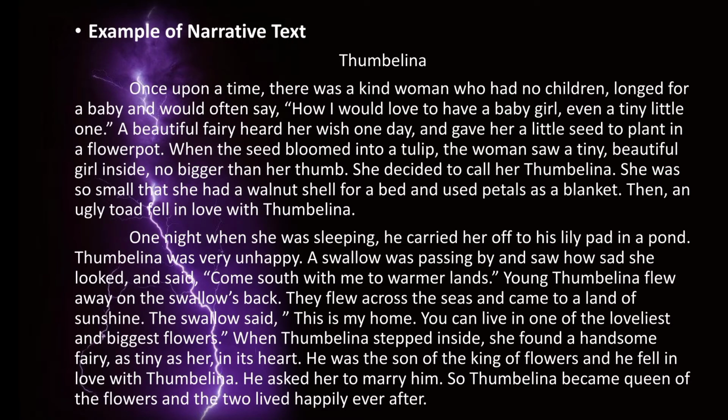Example of narrative text. Thumbelina. Once upon a time, there was a kind woman who had no children, longed for a baby and would often say, "How I would love to have a baby girl, even a tiny little one." A beautiful fairy heard her wish one day and gave her a little seed to plant in a flower pot. When the seed bloomed into a tulip, the woman saw a tiny, beautiful girl inside, no bigger than her thumb. She decided to call her Thumbelina. She was so small that she had a walnut shell for a bed and used petals as a blanket.